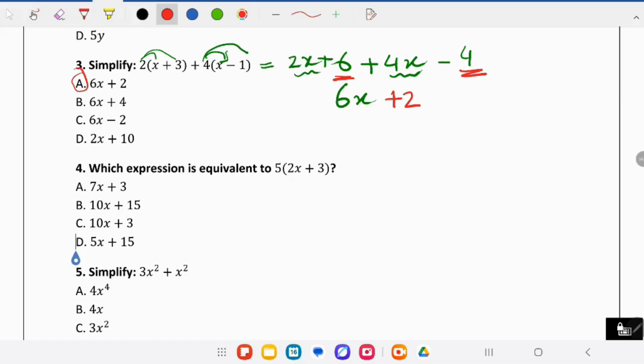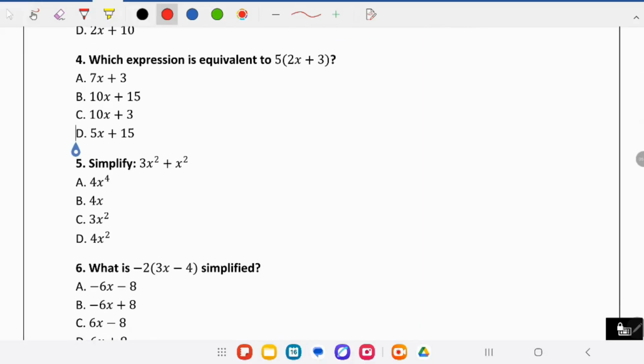We have to check the sign carefully. If I write by mistake negative 2 here, by mistake one can choose easily 6x minus 2. But our answer is 6x plus 2 because 6 minus 4 is plus 2, not negative 2.